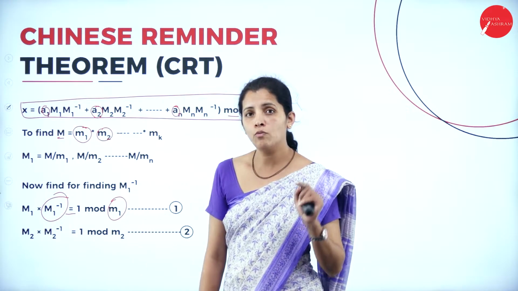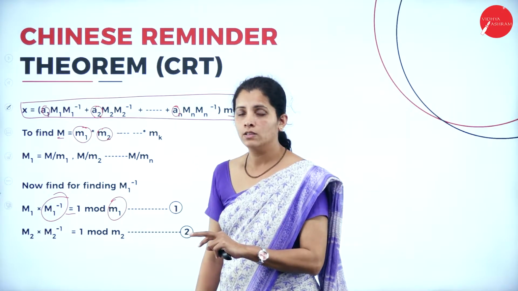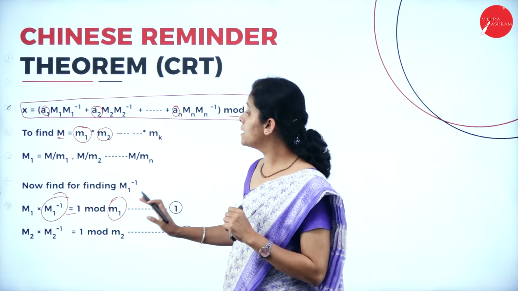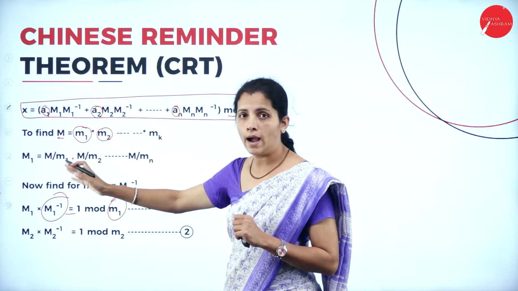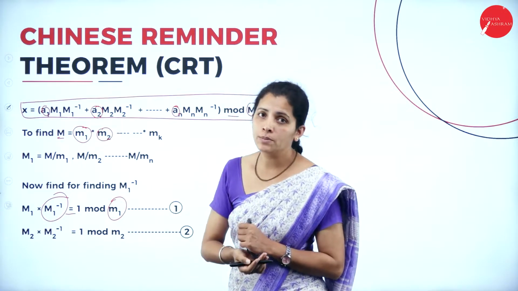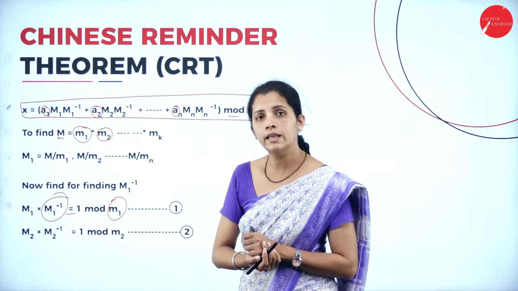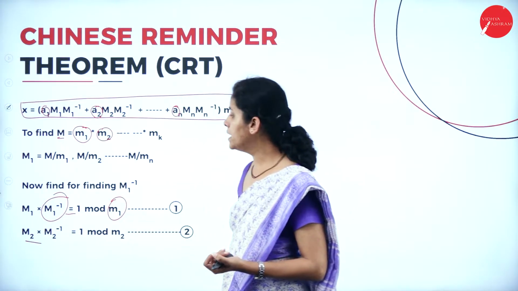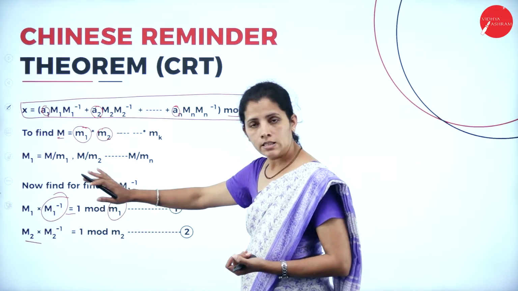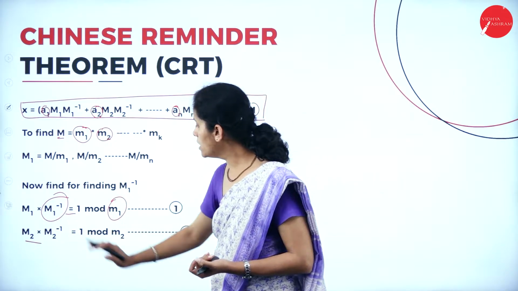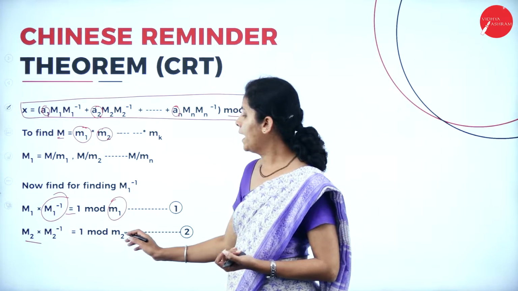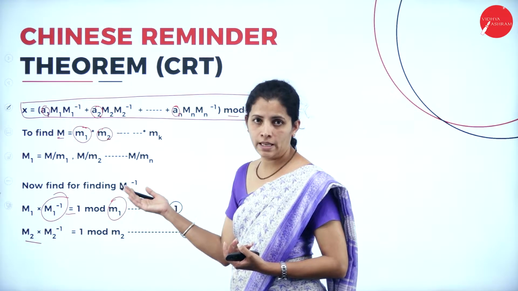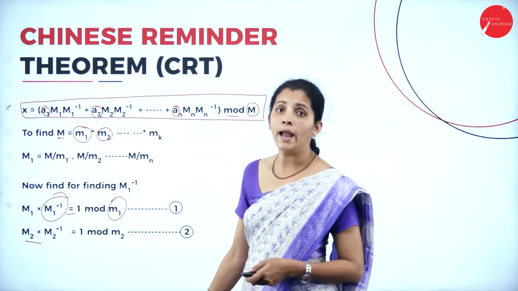So I'm going to start from 1, 2, 3 up to n. I want to get relatively coprime. That many times I want to substitute the value. And how am I going to substitute the value? It's going to start from 1, then next time 2, next time 3 up to n. And this is for M2 into M2 inverse equal to 1 mod m2. And for M3, it is M3 into M3 inverse. So it's going to continue up to Mn.